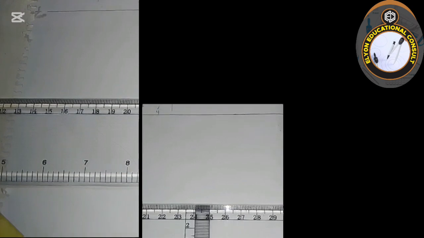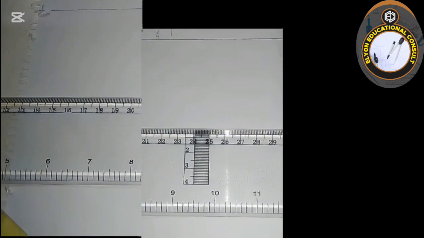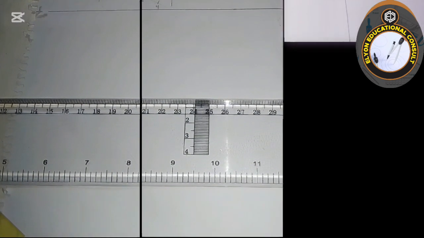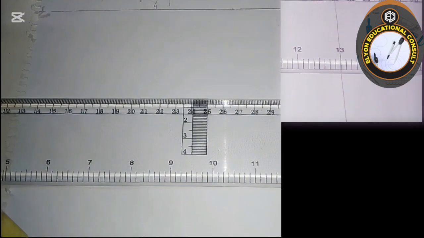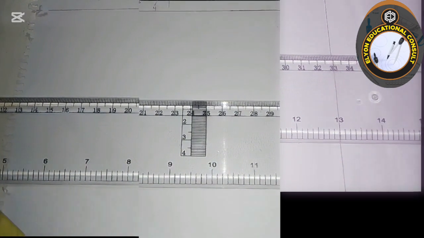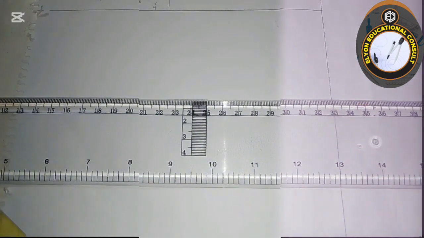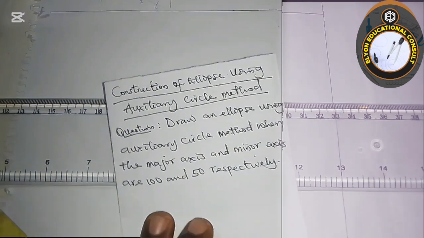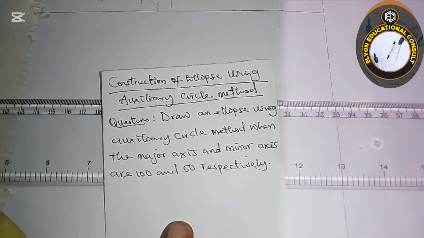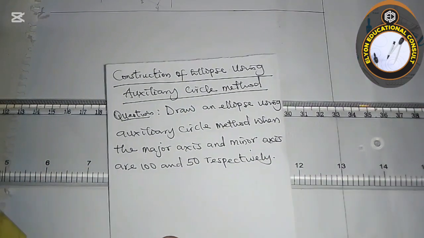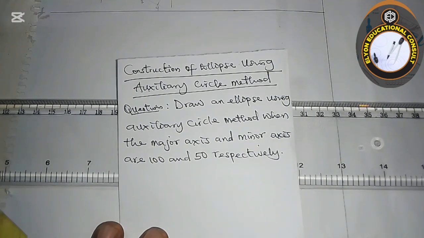Like I said in my previous video, I'm going to be drawing ellipse using all the different methods that we have. Now in this video we are going to be using another method to draw ellipse, and the method is auxiliary circle method. Auxiliary circle method, or we call it concentric circle method.